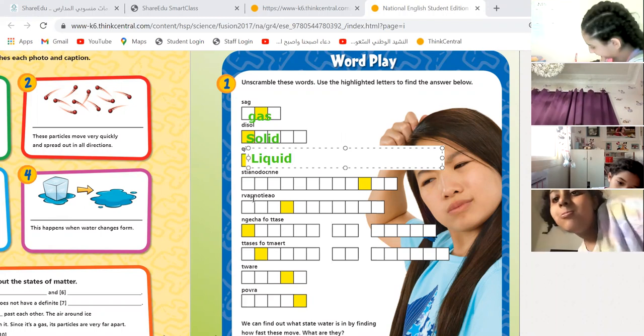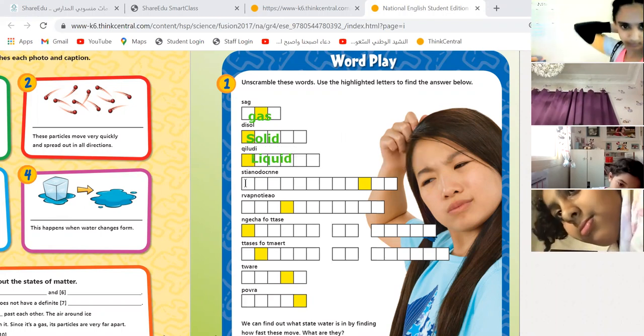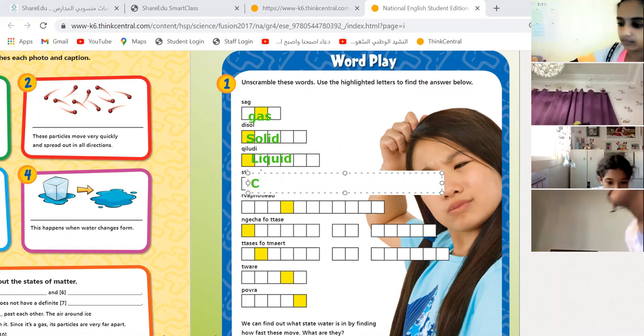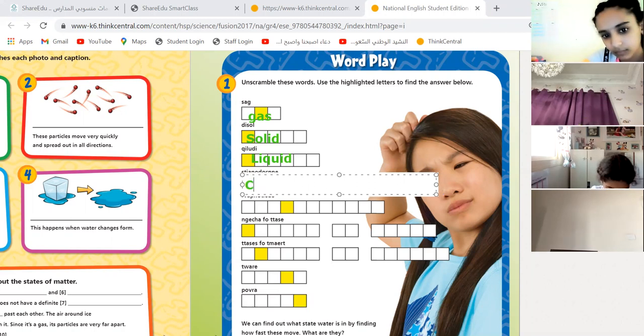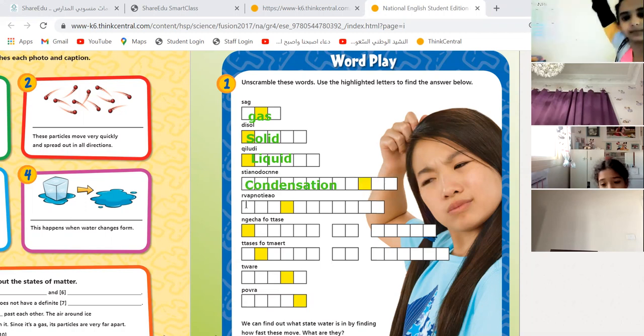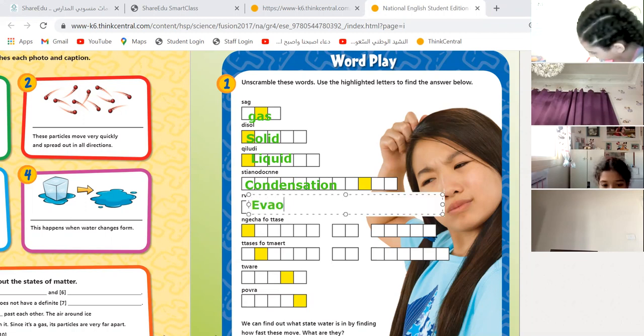Can I do one, please? Yes, Maria, what is this one? It starts with C. Condensation. Excellent. Miss, can I do number 5? Yes, it's evaporation. Excellent, evaporation. And the number 6?